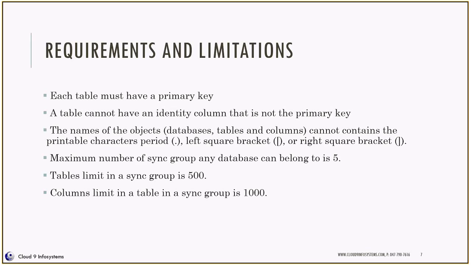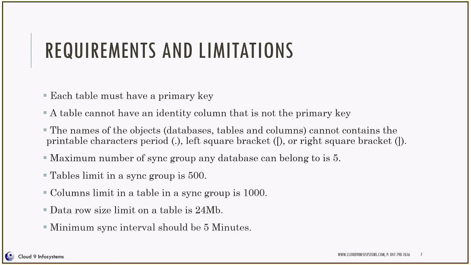The columns limit in a table in a sync group is a maximum of 1000. The data row size limit on a table is 24 MB. The minimum sync interval is 5 minutes. We need to remember all these things when we are designing the database. We can understand this more clearly when we jump into the demo. So let's take a look at the demo.